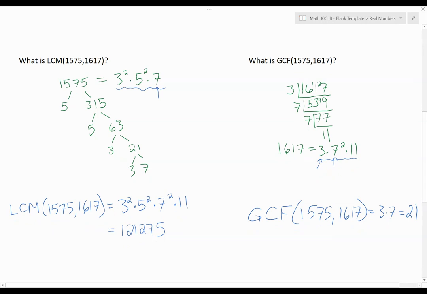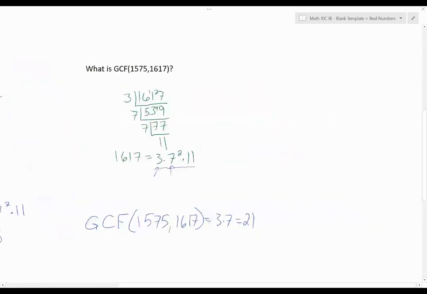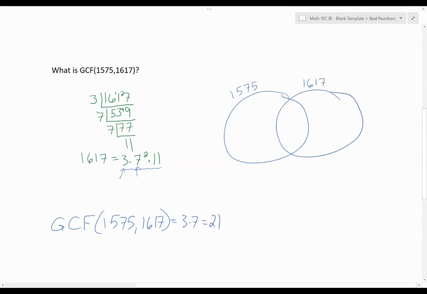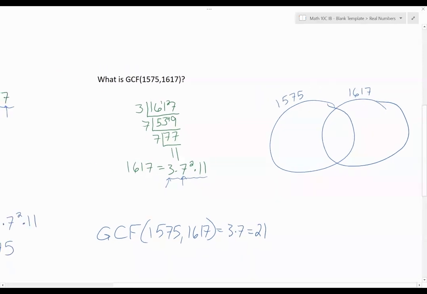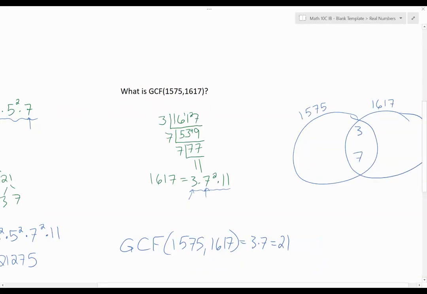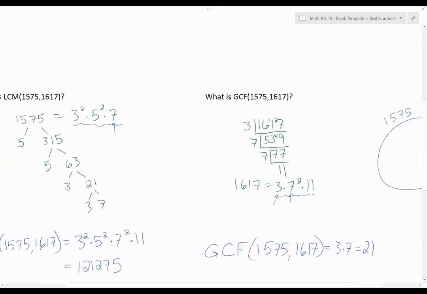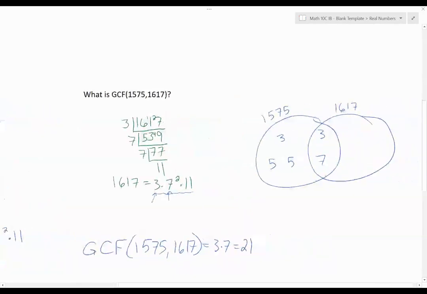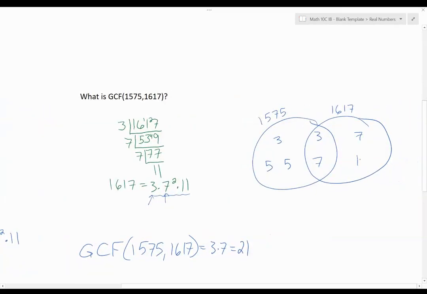Another way of organizing these would be into a Venn diagram, where I can have the factors of 1575 in one circle, the factors of 1617 in another circle. What they have in common goes in the middle. So they both do have a factor of 3. They both do have a factor of 7. So that goes into the middle of these two circles. And 1575, in addition to having a 3 and a 7, has another 3 and 2 5s. 1617, in addition to having a 3 and a 7, has another 7 and another 11.